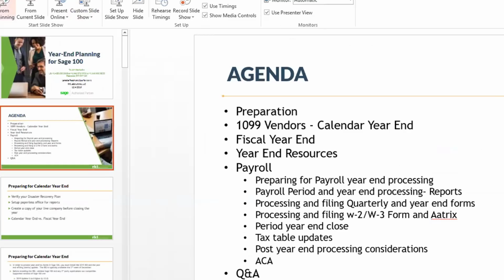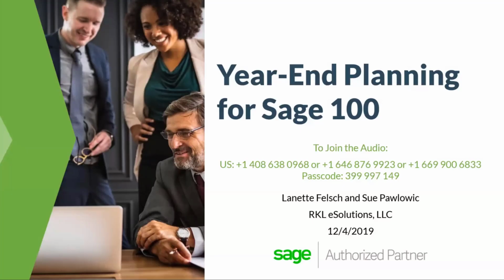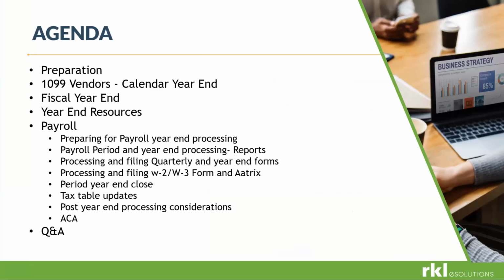So what we'll do is we'll talk about preparation for year-end. We'll talk about 1099 vendors, and we'll talk about the calendar year-end versus the fiscal year-end and what you need to do to prepare for that. Some resources that you can turn to for assistance if you should need it.